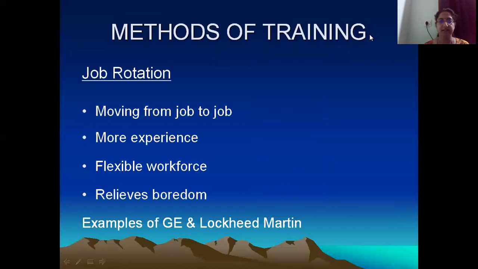Moving on to the next technique under methods of training, there is something called job rotation. What we understand by job rotation is it involves moving an employee from one kind of job to another kind of job within the organization itself at regular intervals. Now, obviously, what is the purpose why we will keep moving an employee from one job to another job? The obvious reason is to ensure that the employee gets more experience in doing a variety of jobs. And you can also ensure a flexible and interchangeable workforce.